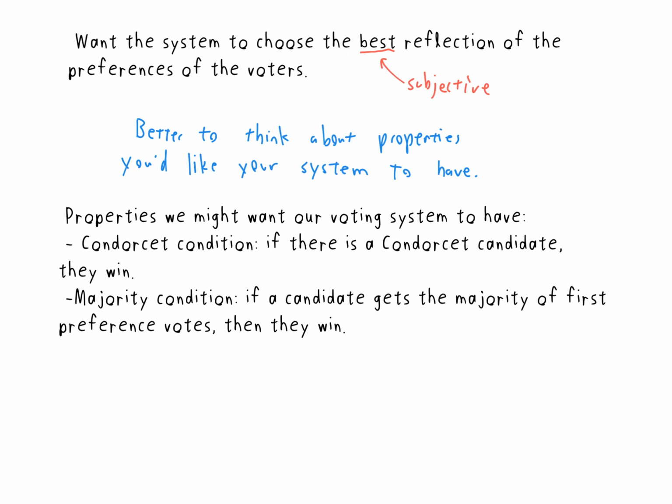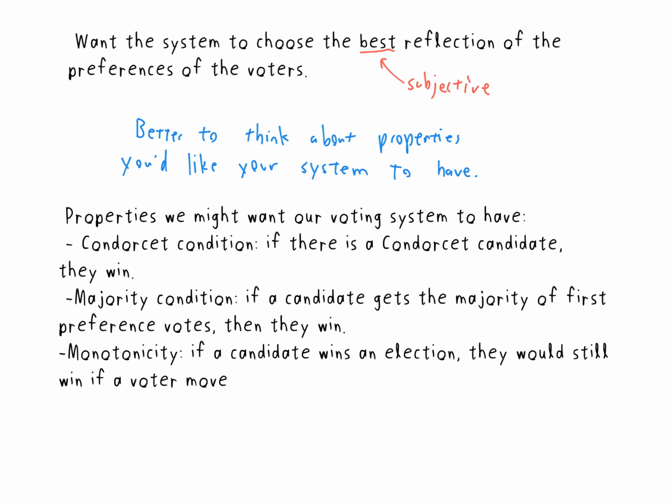Let's look at a couple more conditions that some voting systems satisfy and others don't. Another such property is called monotonicity. And this means that if a candidate wins an election, they would still win if one of the voters changed their mind and moved that winning candidate up on their ballot. The idea is that moving a candidate up on the ballot shouldn't hurt them. The idea behind this property is that it's meant to prevent strategic voting, in that you wouldn't want someone to upvote a candidate that they want to lose.